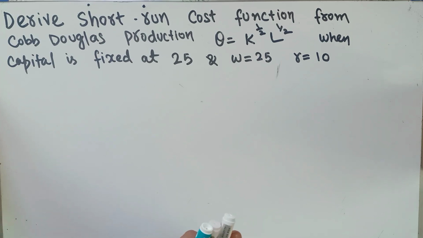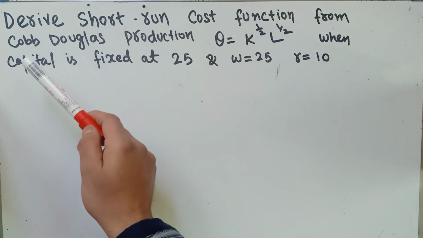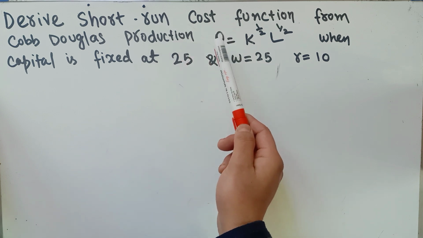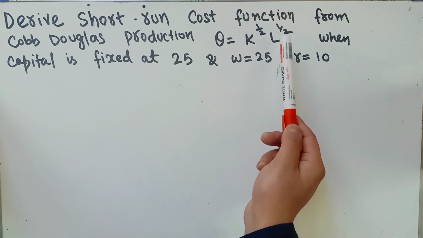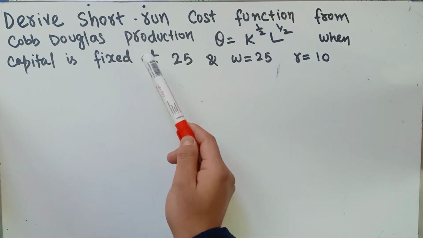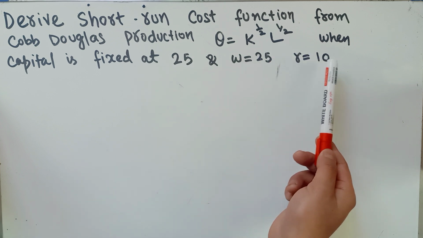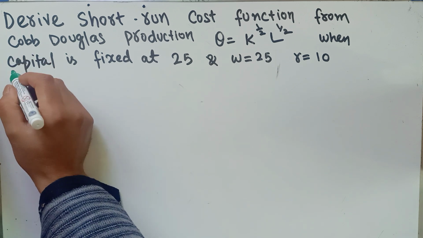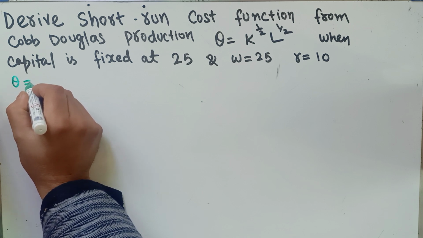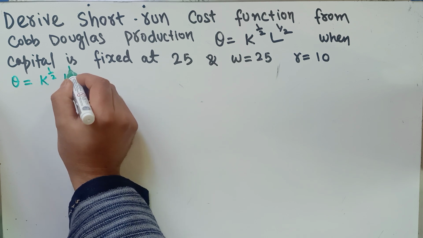In this video, we will learn how to derive short-run cost functions from the given Cobb-Douglas production function. The question is: derive the short-run cost function from the given Cobb-Douglas production function where output is a function of capital and labor, which is equal to K raised to the power 1/2 times L raised to the power 1/2, when capital is fixed at 25 units and the wage rate of labor is $25 and the rental rate of capital is $10. So we are given the production function Q equals K^(1/2) L^(1/2).